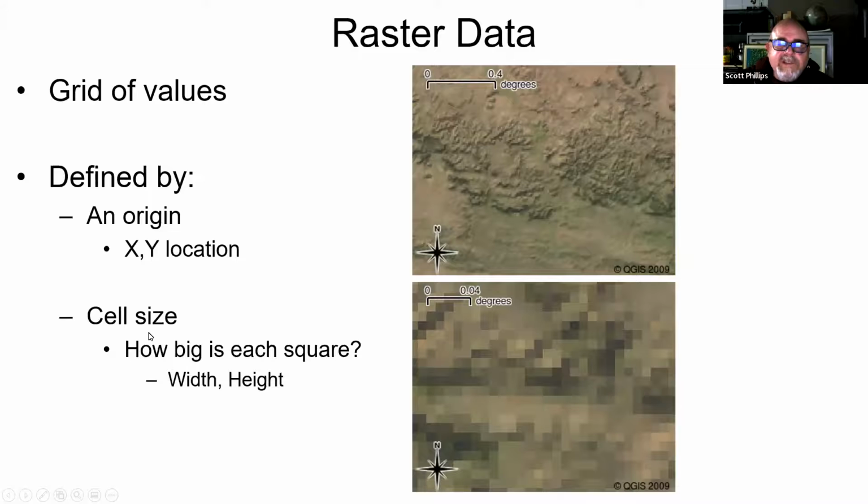So raster data, the way it works, it's a grid of values. It's defined by an X, Y origin. So it has a lower corner. And then a cell size. How big are those little pieces of the grid? And they're in real world units, like they're either 30 meters or 10 meters or what have you. What's the height and width of each square in real life units?